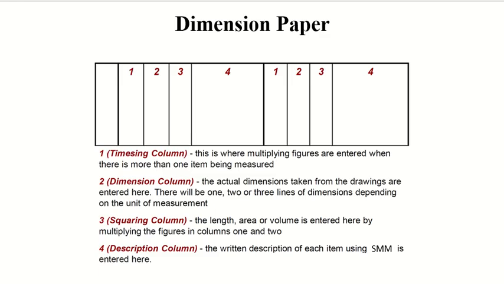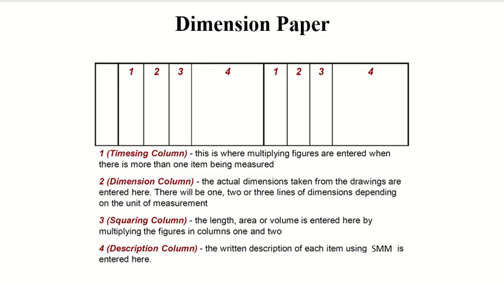Column number 2 is called the dimension column, where you will put the dimensions. If I am talking about a beam, the beam has height, width and length, right? All 3 of them will go in column number 2. Then we have the squaring column, where you will take the values from column 1 and 2 and multiply them and put them there.